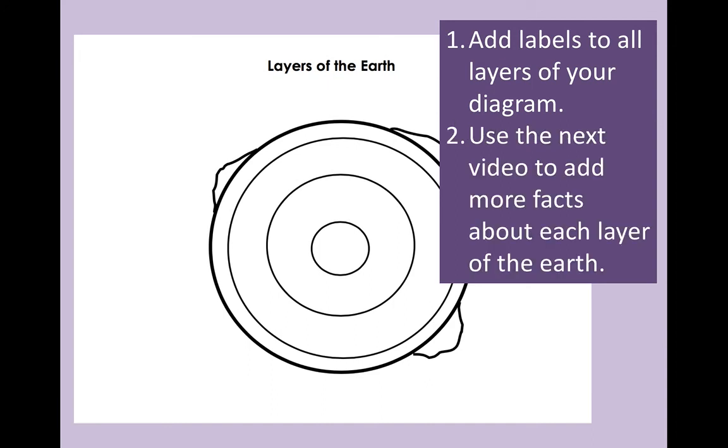As you finish up here, what you're going to do is use the next video I have posted. It's a great video that goes into a lot of detail about each of these layers of the earth. And so what I'd like you to do is on this page 4 diagram, add some facts about each layer of the earth. You can just add them around out here and then maybe add an arrow going to whatever layer you're writing about at the time. And I encourage you just to get as much information as you can added to this diagram.